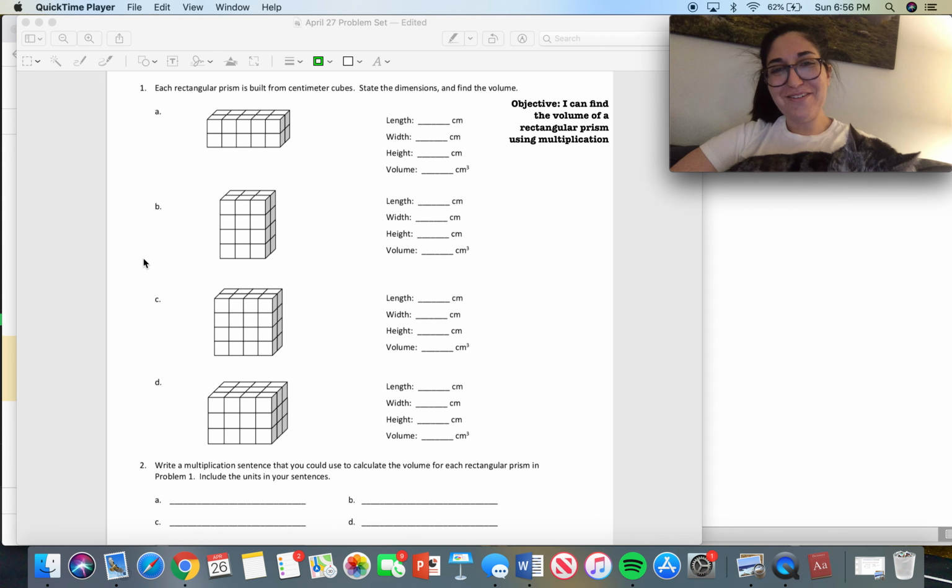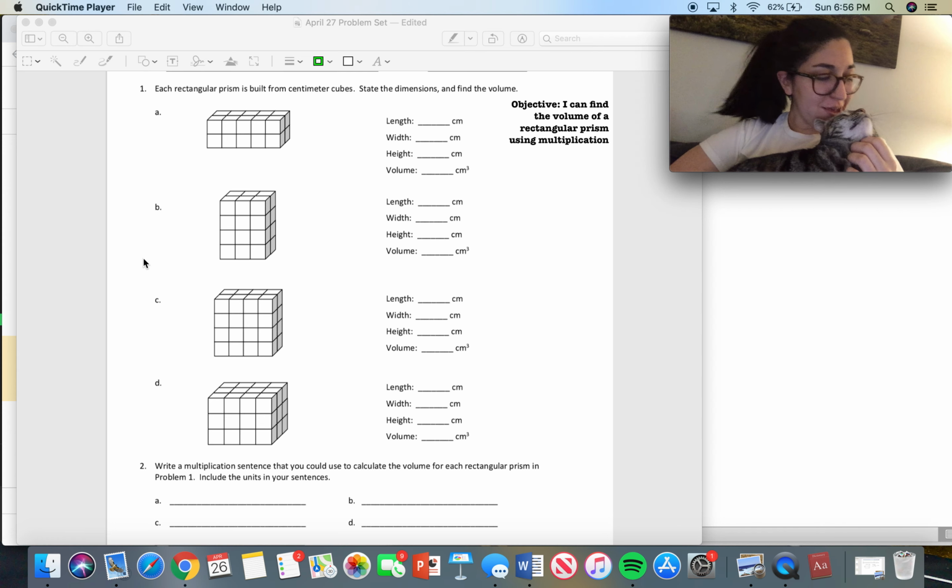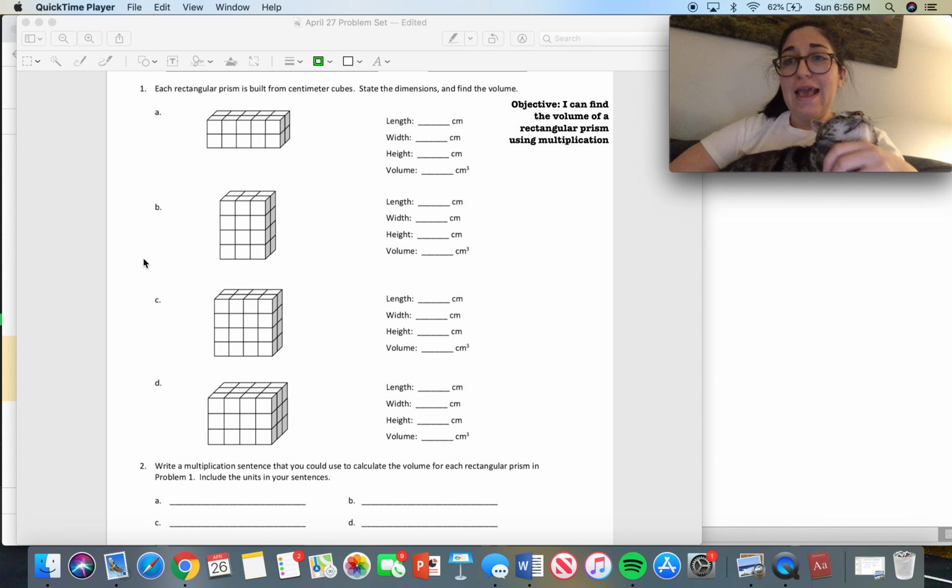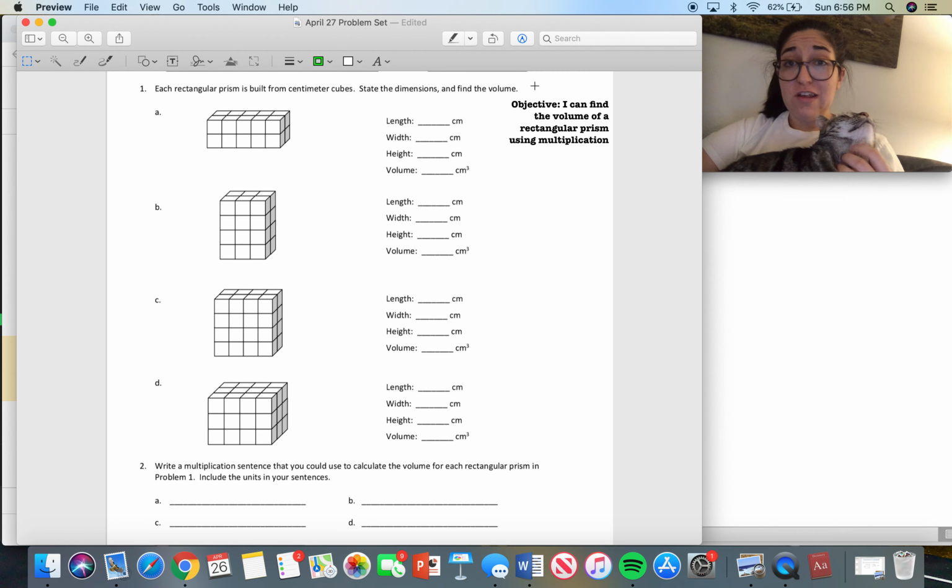Stokes and I are here to keep working with you on our math. So we are going to keep working on volume, and what we're going to be working on today specifically is looking to find the volume of a rectangular prism using multiplication.